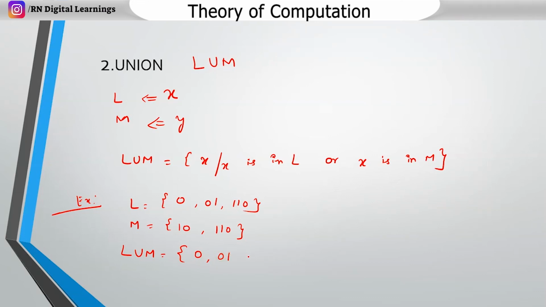Next, this is 1, 1, 0. Now combine all this, 1, 0. This 1, 1, 0 is already present in the resultant language, so no need to repeat it again. We have combined L as well as M. So we got this 0 from L language, 0, 1, then 1, 1, 0, and now when you combine M with L, we get 1, 0, then 1, 1, 0 is already repeated, so write it once. So this is your L union M.